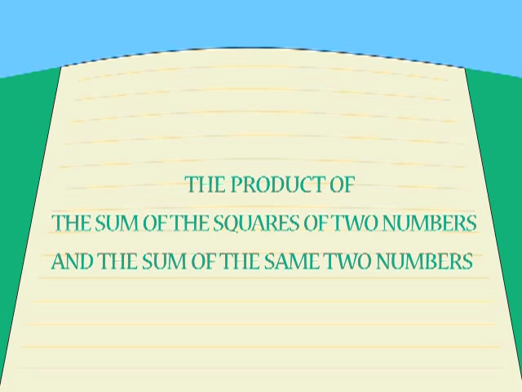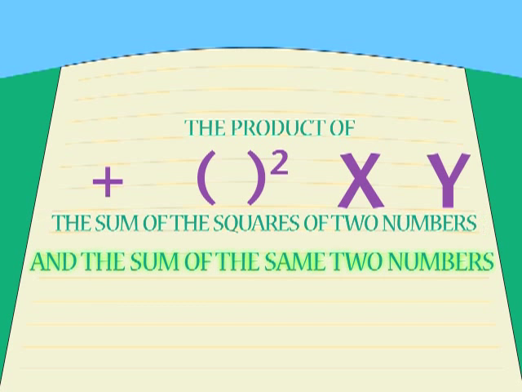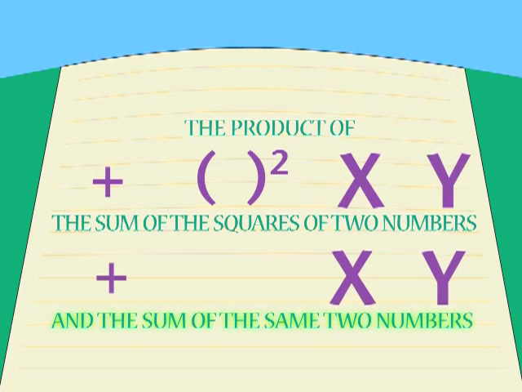The key word in our example is product. This means we will be doing a problem in multiplication. Something times something else. What's the something? Easy. It's the second line, the sum of the squares of two numbers. What's the something else? The bottom line, the sum of the same two numbers.